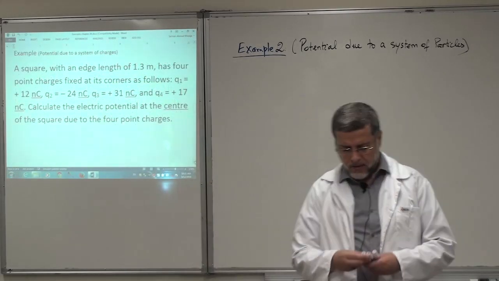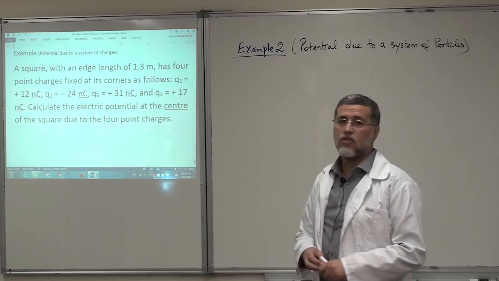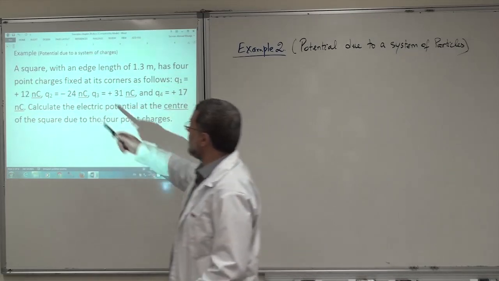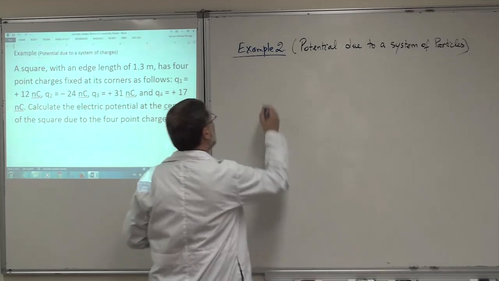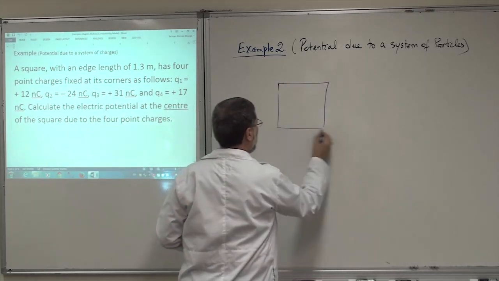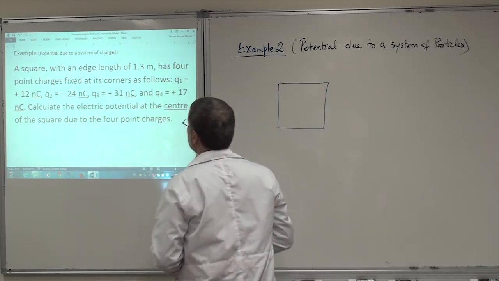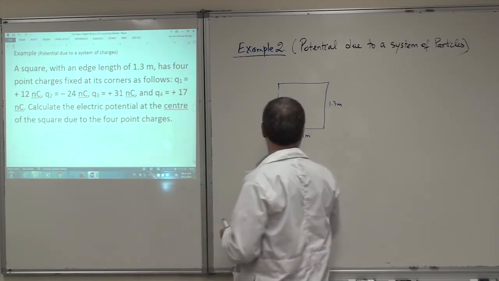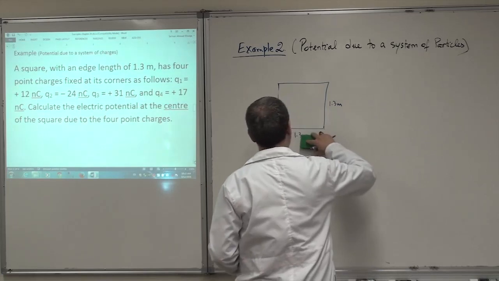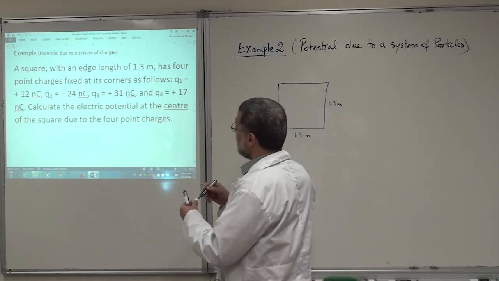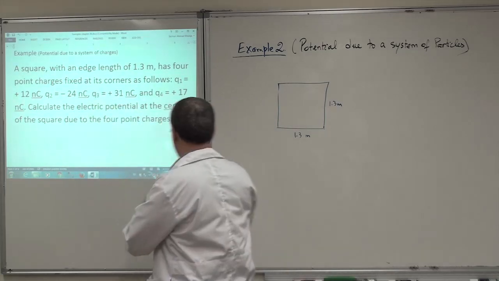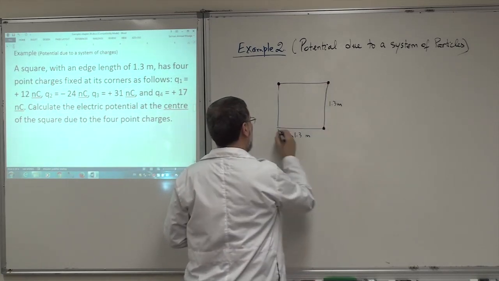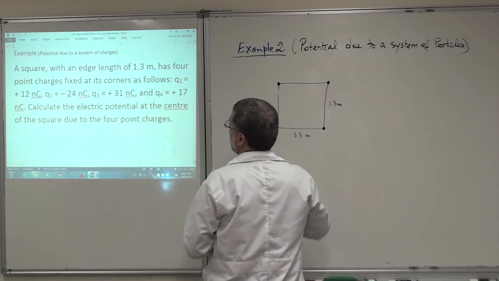Okay, let's look at this example related to electric potential due to a system of charged particles. It says a square. So you have to have a square here. So we make a square here. That's my square. It has equal sides of length 1.3 meters on each side. That's a square, 1.3 meters. And this square has 4 particles fixed at its corners. Remember, they are fixed. Don't worry about why they are fixed, and so on. Just try to solve the problem for the time being. And I have a charge Q1.